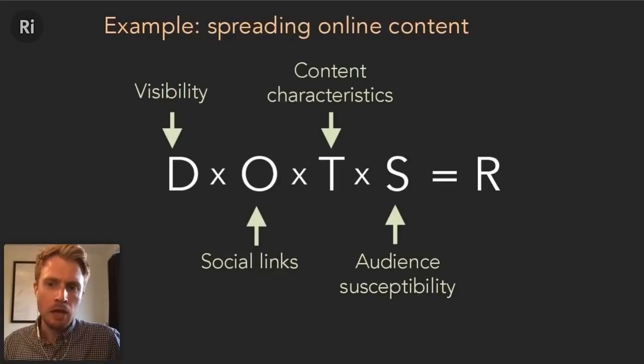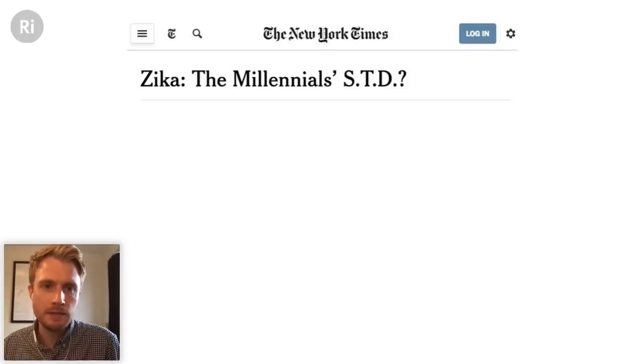But really understanding these different elements can not only help us understand control, it can also, in some cases, help us evaluate a new threat. Back when Zika first emerged, there were isolated reports of sexual transmission of Zika. And so people were saying, well, could this establish in a population? Could this become a new disease like HIV or gonorrhea or another STD? And one opinion piece in the New York Times asked, is this the millennials' STD?